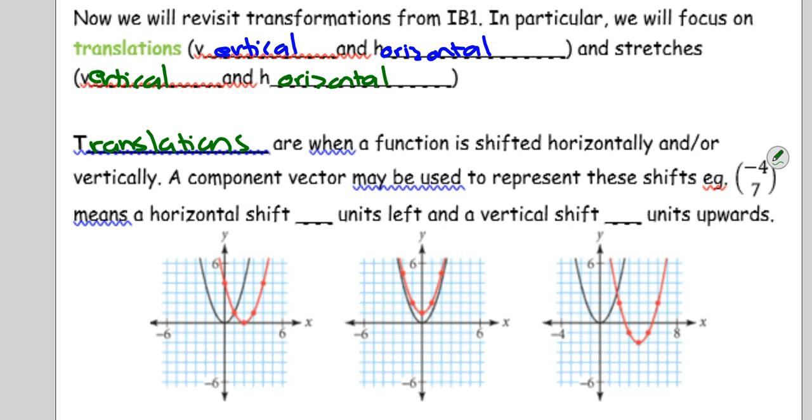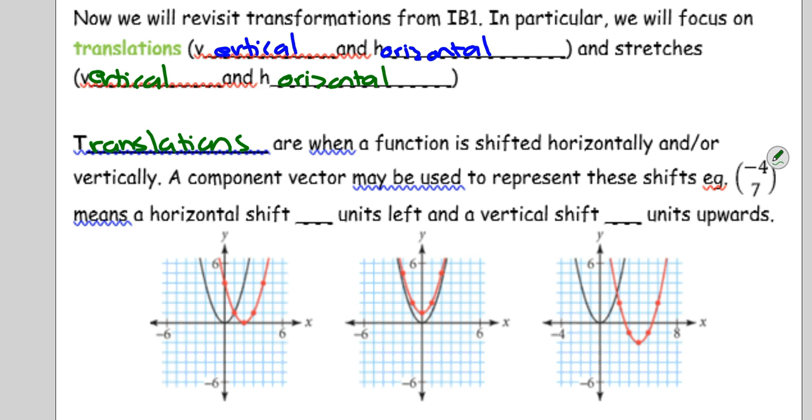The stretches come with that. A component vector may be used to represent these shifts. I just snipped this from your IB1 modelling booklet, just to remind you of the fact it's been done. So a component vector may be used to represent the shifts.